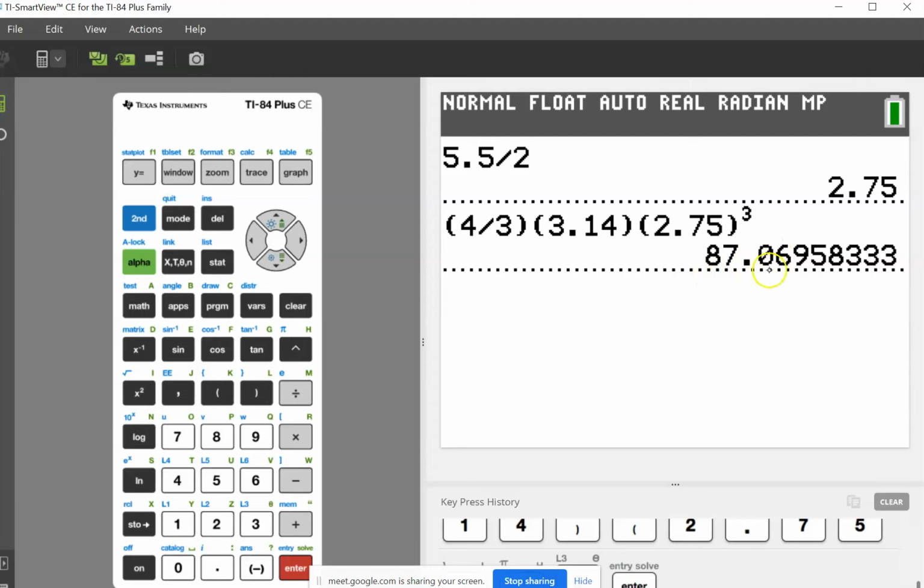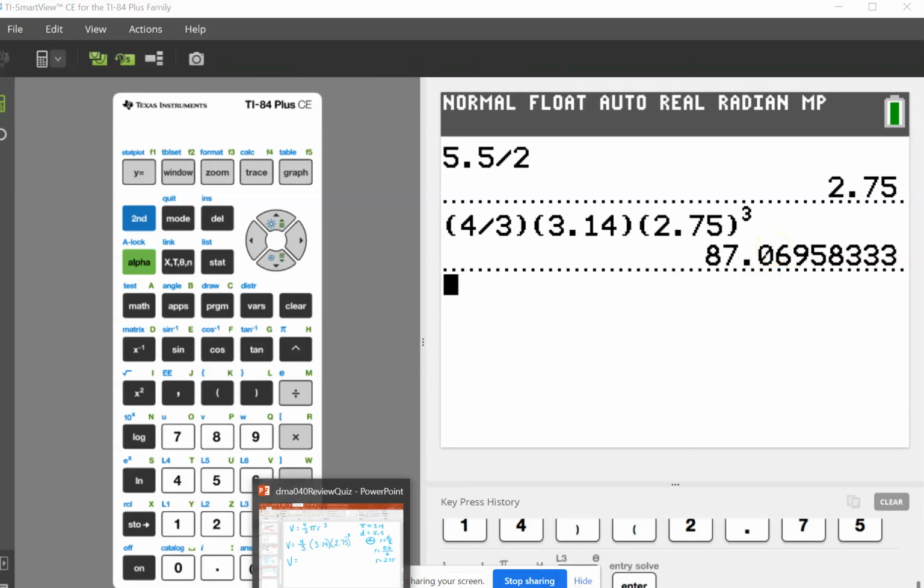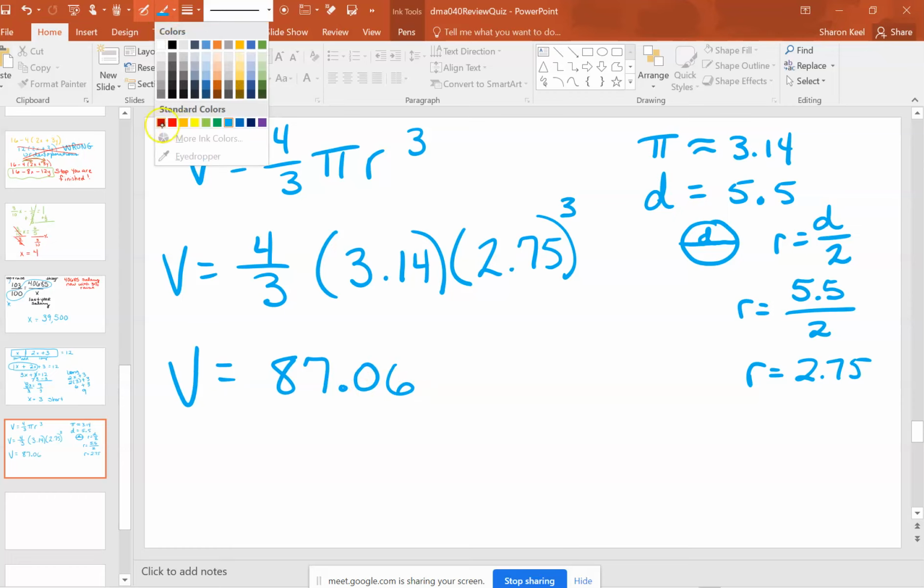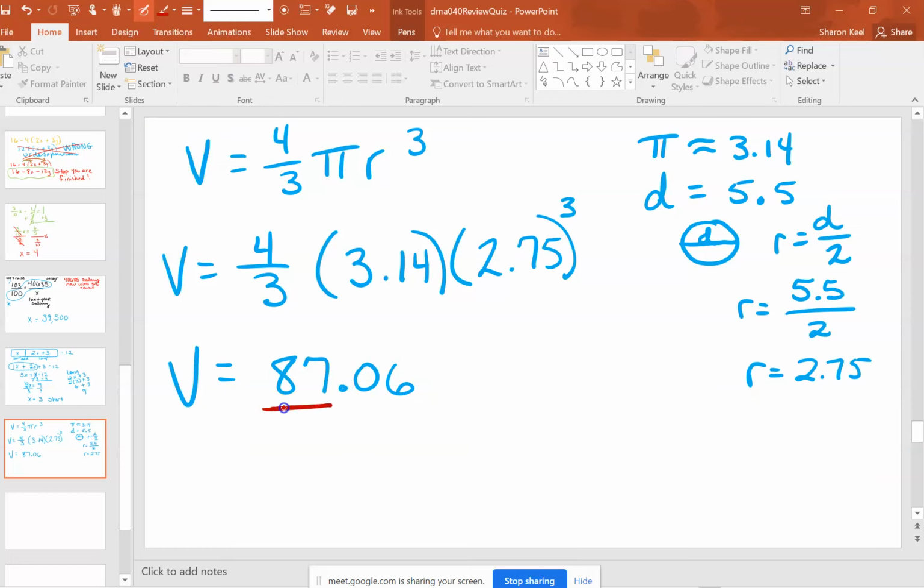We're going to look at this digit here. When you do the test, what I would want you to do is to write down 87.06. When it asks to round to the nearest whole cubic inch, we're rounding to the nearest whole number. What does the 0 make the 7 do? It would stay the same, so our volume would be 87 cubic inches.